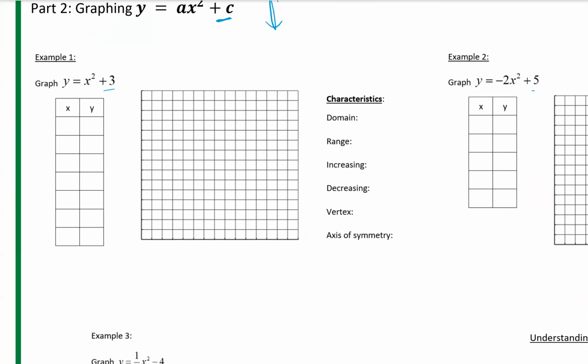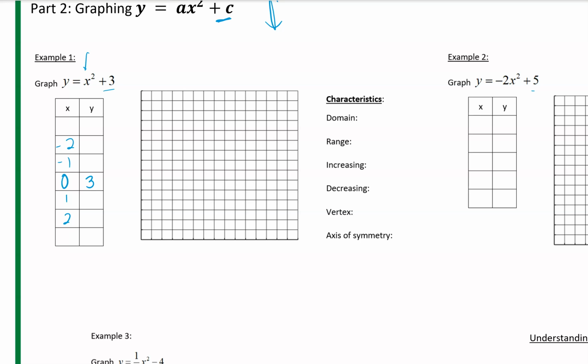So when we go to graph these, instead of having a vertex that starts at 0, 0, this one is going to start at 0, comma, and then we know it's moved up 3, so it's going to start at 0, comma, 3. We're going to plug in the same numbers we've been using, 1, 2, -1, and -2. There's some extra spots there. If you want to plot more points, you can. We're going to plug these x values right into the equation.